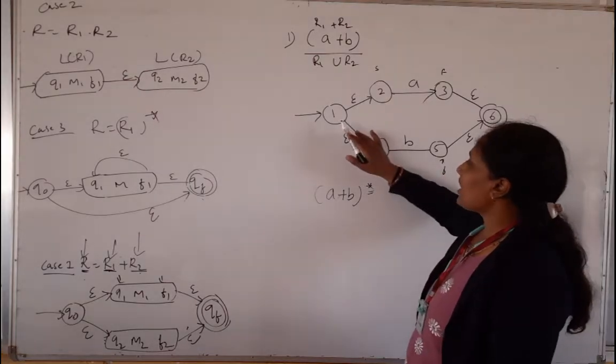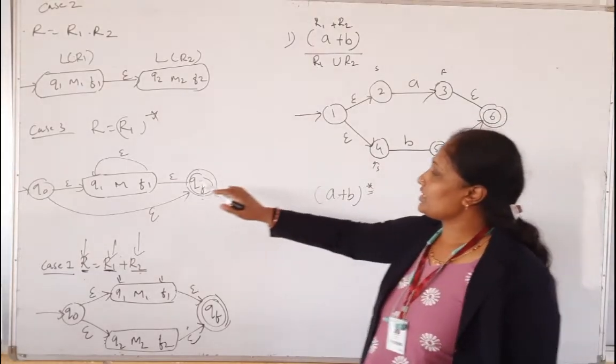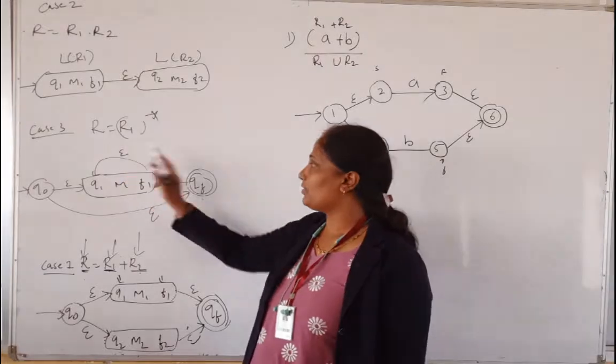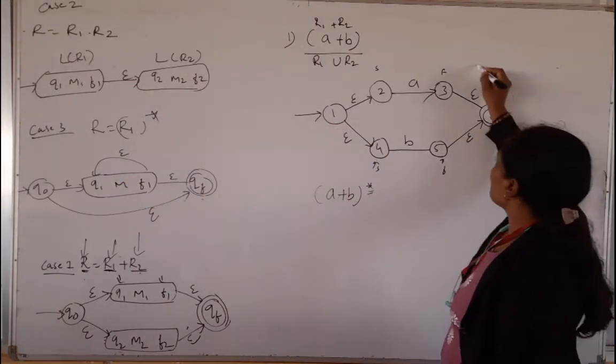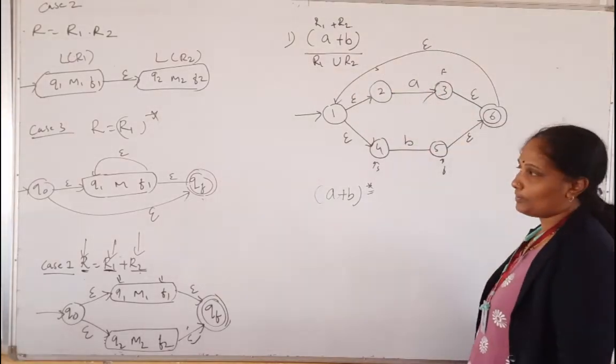So this is my machine for A plus B. According to this, I am going to connect the final state of this machine with the start state with an epsilon transition. Which is the final state in this case? This is the final state. I am going to connect this with the start state with an epsilon transition.